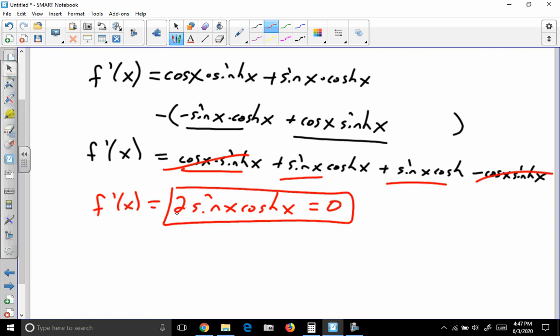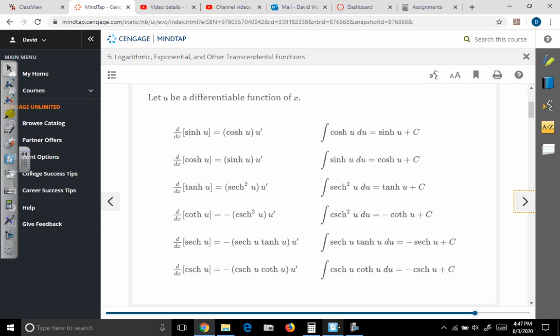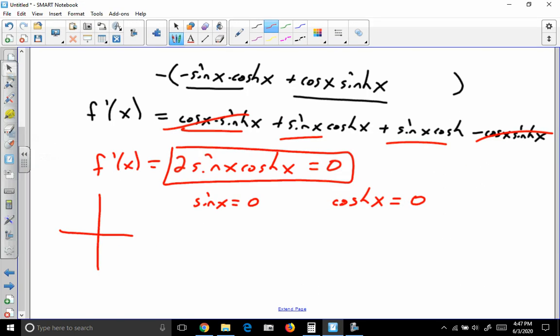So the first number, obviously, can't be 0, so we're going to see what makes sine equal to 0 and what makes hyperbolic cosine equal to 0. So for sine, I suppose, I didn't copy this part down, they're going to ask us to go from 0 to 2 pi. So sine is 0 here and here. Remember, on the unit circle, sine is the y-coordinate. So y is 0 here and here, so when x is 0 and when x is pi.